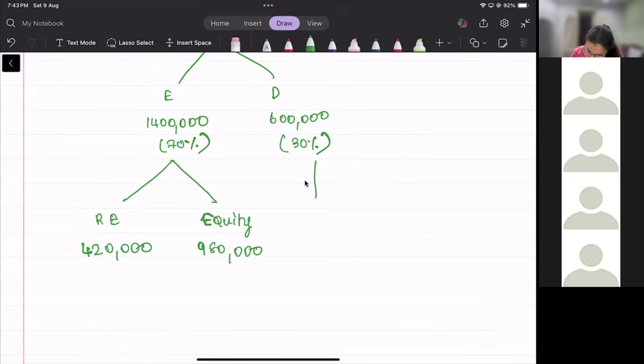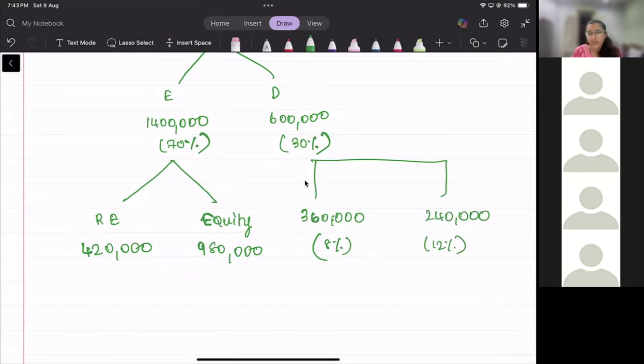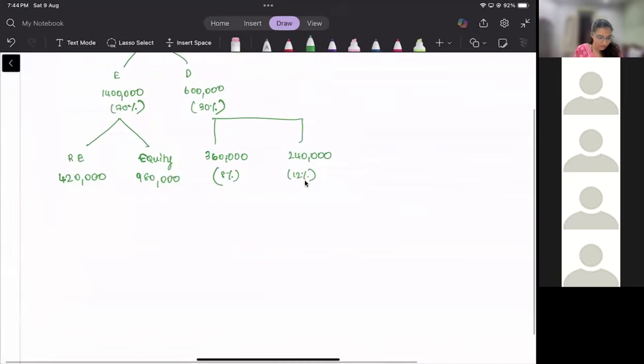Similarly, the 6 lakh we have to divide. If you ask me why, it is because they have clearly mentioned in the question that cost of debt up to 3 lakh 60,000 is 8 percent and beyond 3 lakh 60,000 is 12 percent. So out of 6 lakh, after 3 lakh 60,000 goes, the remaining is 2 lakh 40,000. What is the cost? 12 percent is the cost for the remaining 2 lakh 40,000. See, this is a figure that I roughly drew.